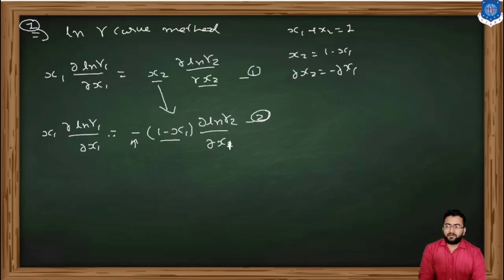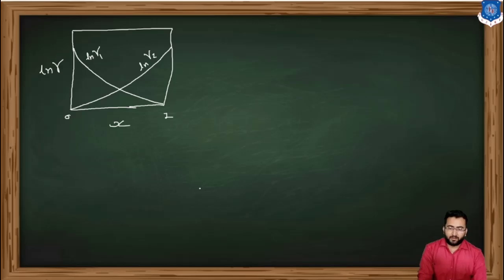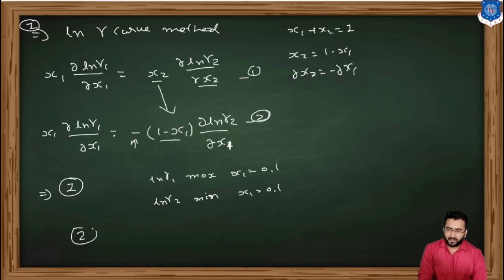To find out whether the data is correct or not, there are two assumptions. The first assumption is that if one of the ln gamma curves has a maximum or minimum at a certain concentration range, the other curve should have a minimum or maximum at the same point. So if ln gamma 1 is a maximum at x1 equal to 0.1, then at the same point ln gamma 2 has to have a minimum value. So this is one method where we can find whether the data is correct or not.